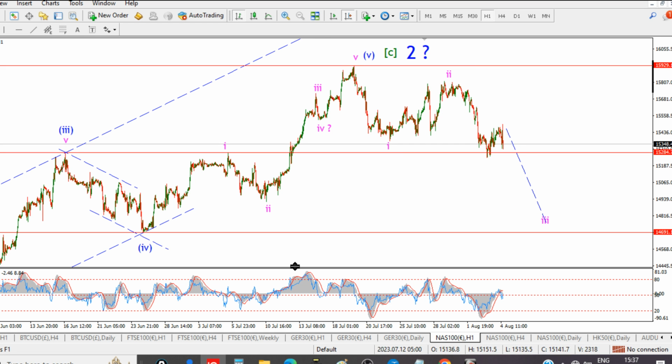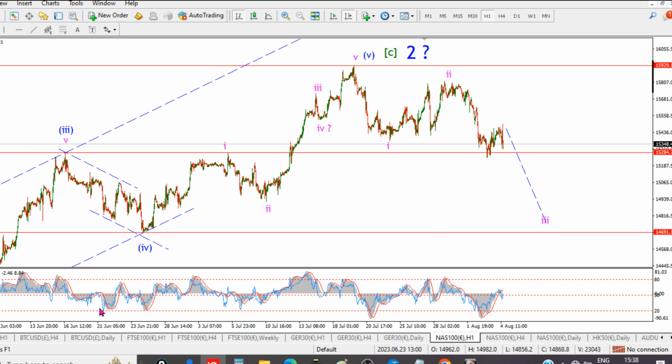But again, we have not challenged. We've basically bounced to the previous third wave high at the moment. We have not broken the previous fourth wave low. So that's 14, call it 14,690 at the previous fourth wave low. And that would be where you would get confirmation of a reversal pattern in the NASDAQ.